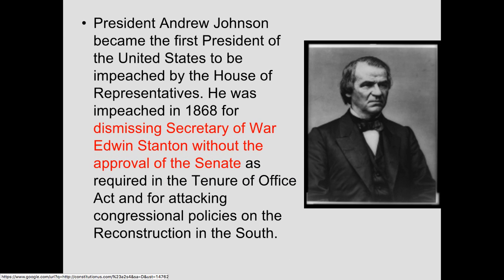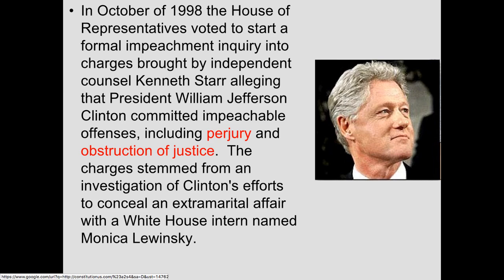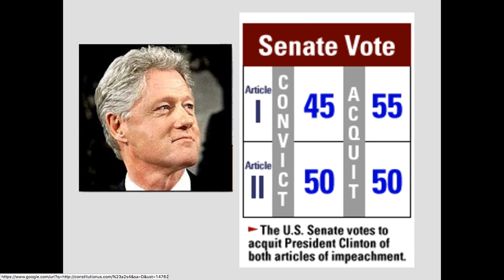We've had 2 presidents impeached. Andrew Johnson is one of them. He was impeached but not convicted. The second one was Bill Clinton. Bill Clinton was impeached but again not convicted. And you can read about both of those on your own if you want. Here was a vote to acquit. Remember, it takes 67 to convict. And on the 2 articles of impeachment, they didn't get close to the 67 votes.